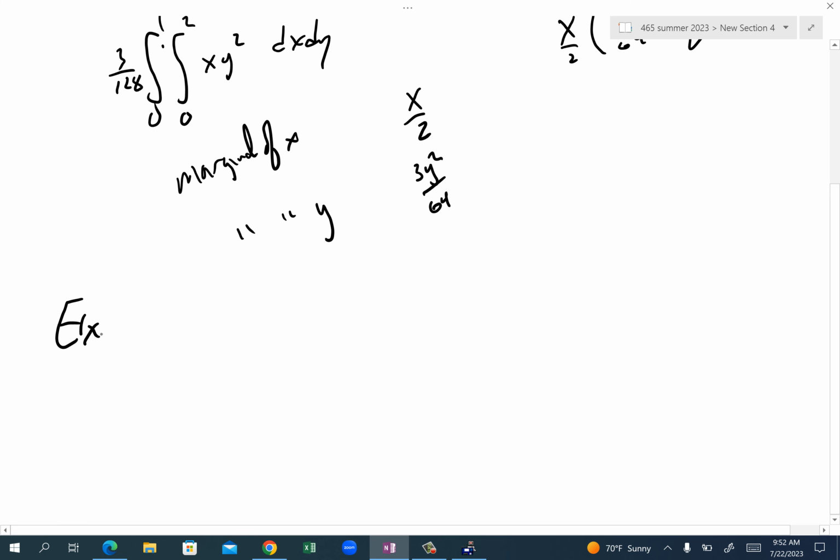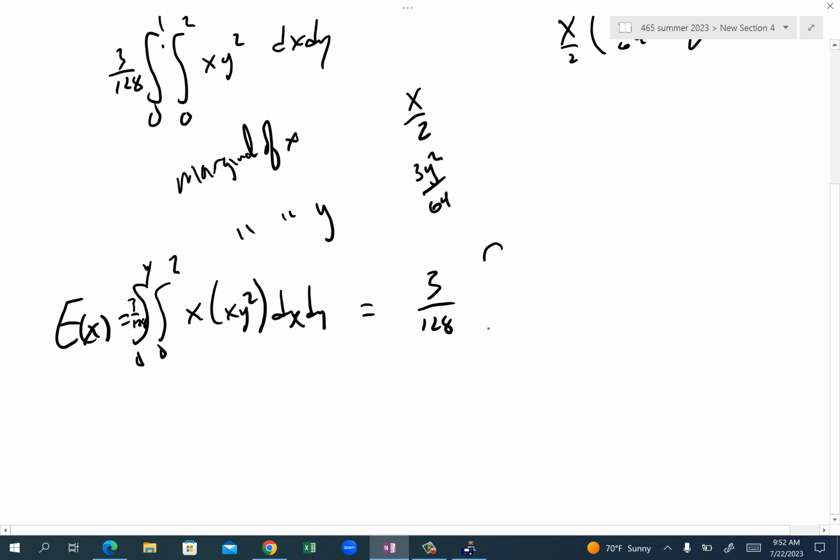Now, do a variety of other things. Expected value of x. A couple ways to do it, of course. You could do x times xy squared dx dy, from 0 to 2 and 0 to 4. You could do that. But that's equivalent to doing 3 over 128.